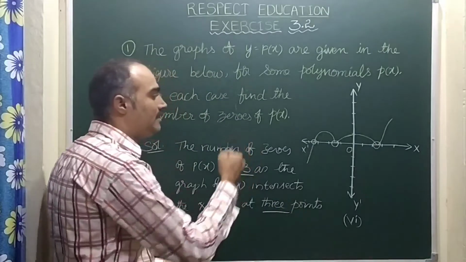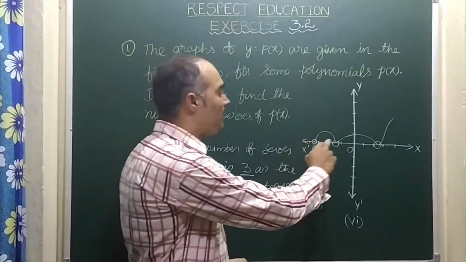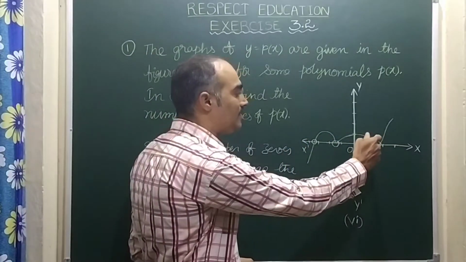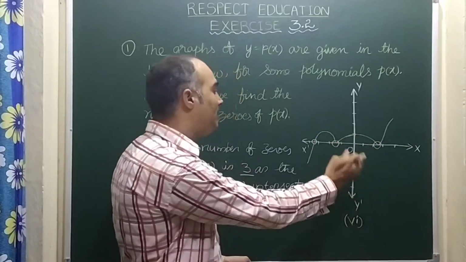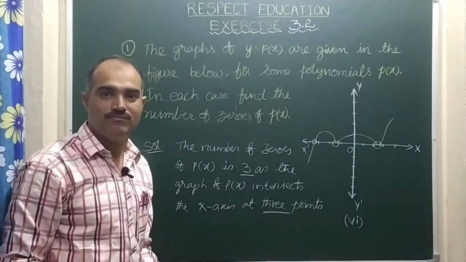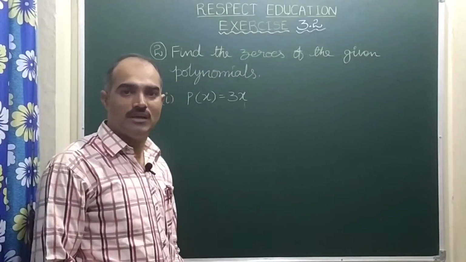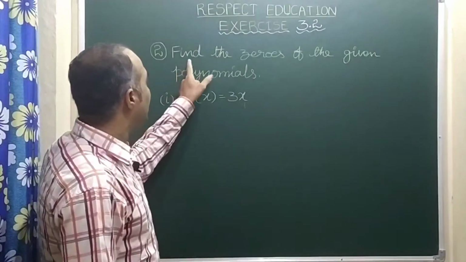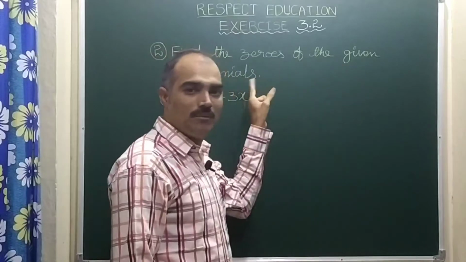So this is how, by counting the number of intersection points on the x-axis, we can conclude the number of the zeros of the given polynomial. Now let us see the next question, that is question number 2. Find the zeros of the given polynomials.